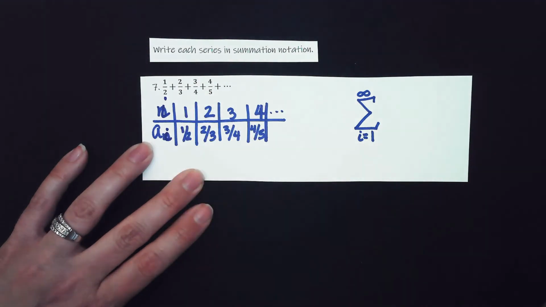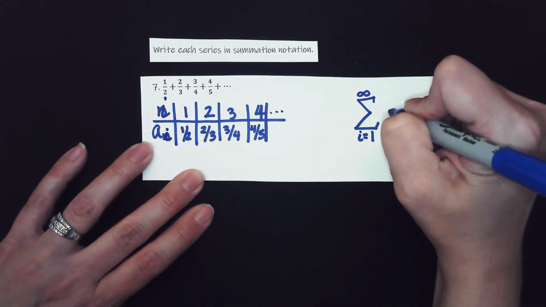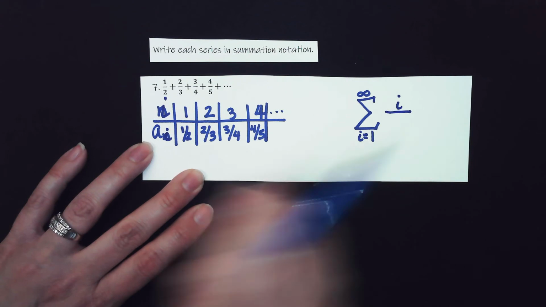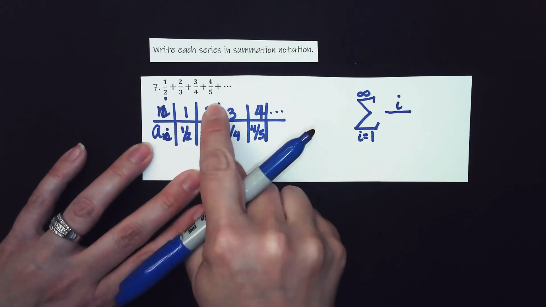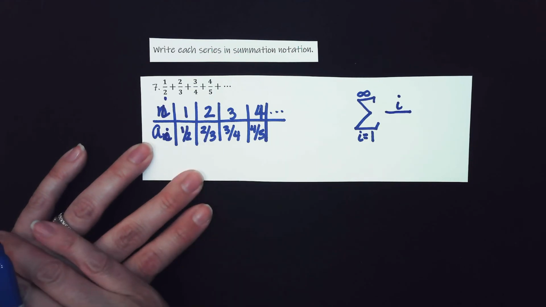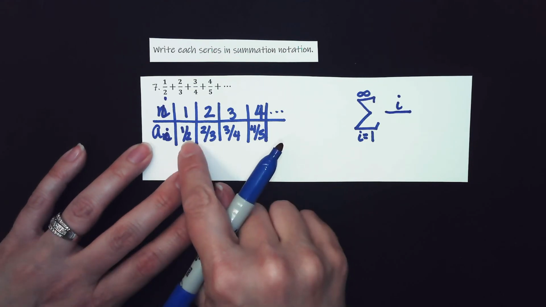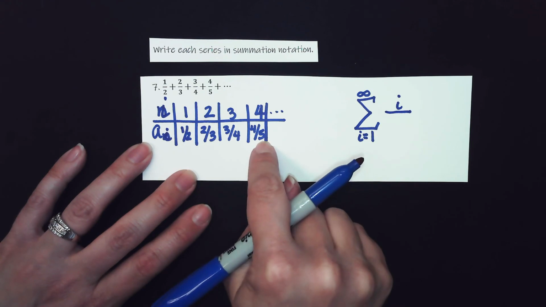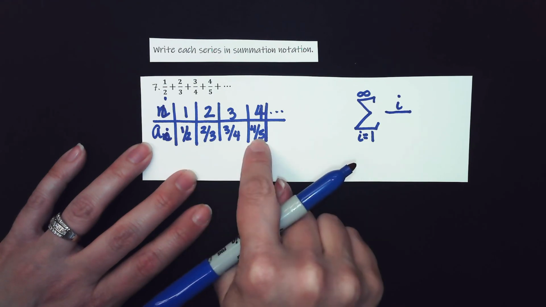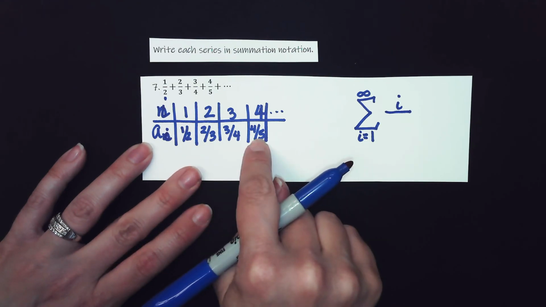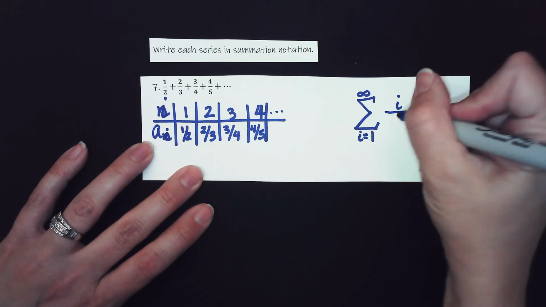Okay? So that means I know I have a fraction, and I is going to be on top, because that is what number was on top. Then I look at the bottom number. Well, it's 2, 3, 4, 5. So it's counting up by ones. So 1 times whatever n is, okay, or I here.